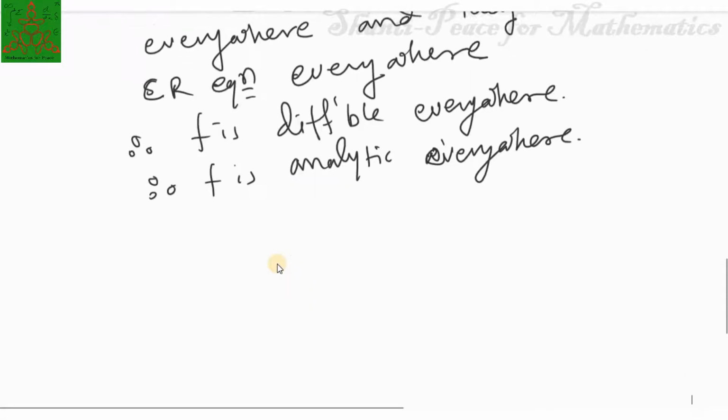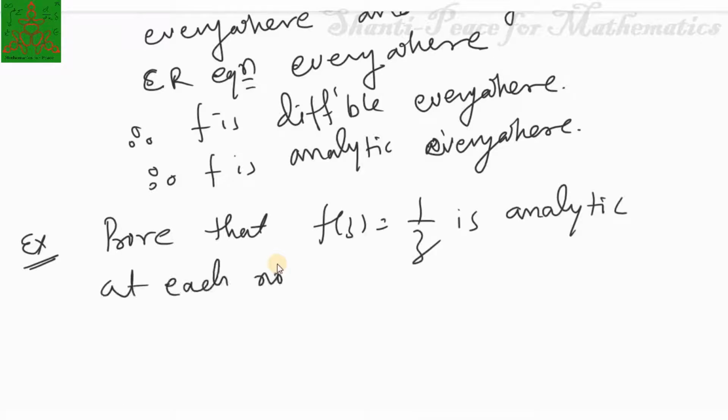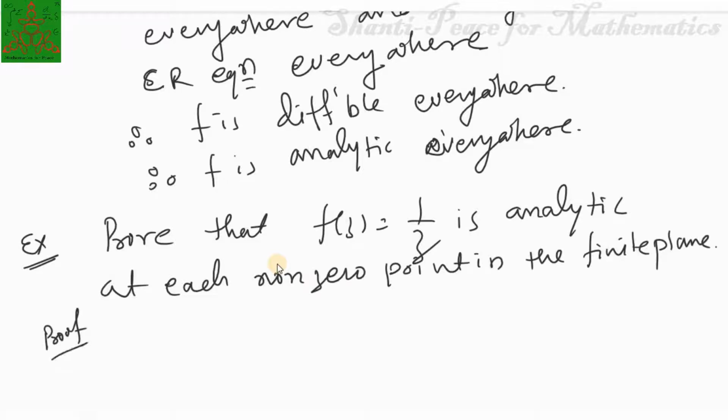Let's talk about the next example. Prove that f of z equal to 1 upon z is analytic at each non-zero point in the finite plane. So this problem can be done in two ways. You can convert this function, its real and imaginary part, in the Cartesian coordinates.